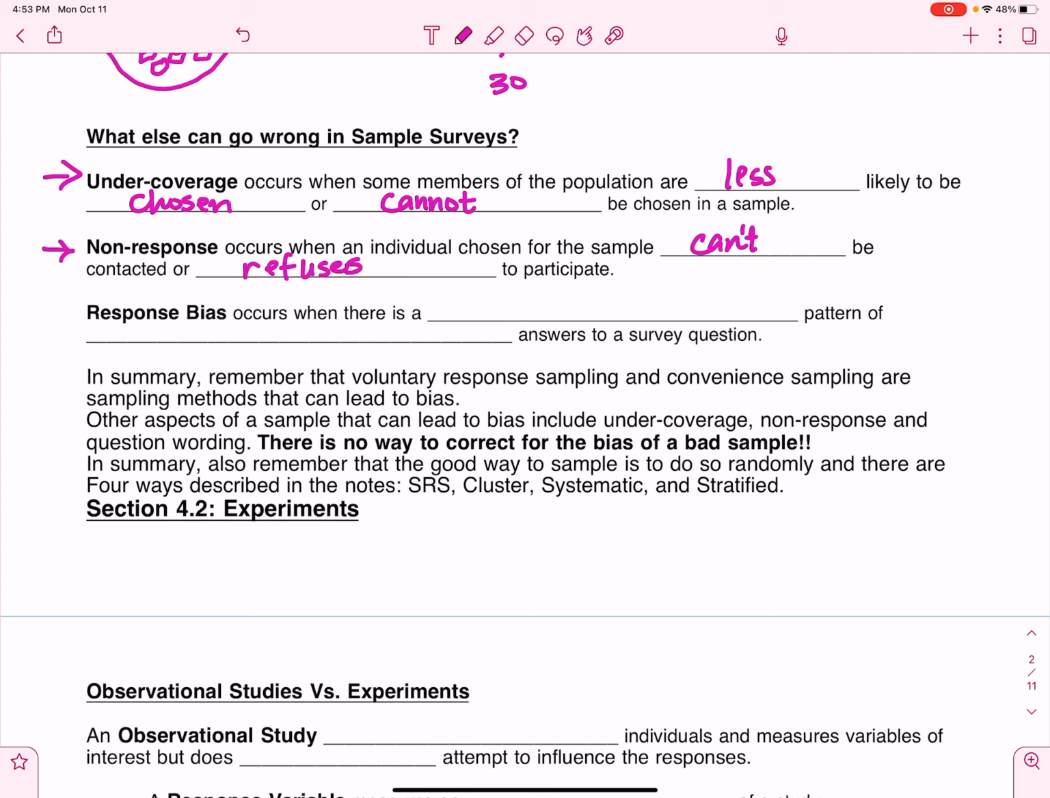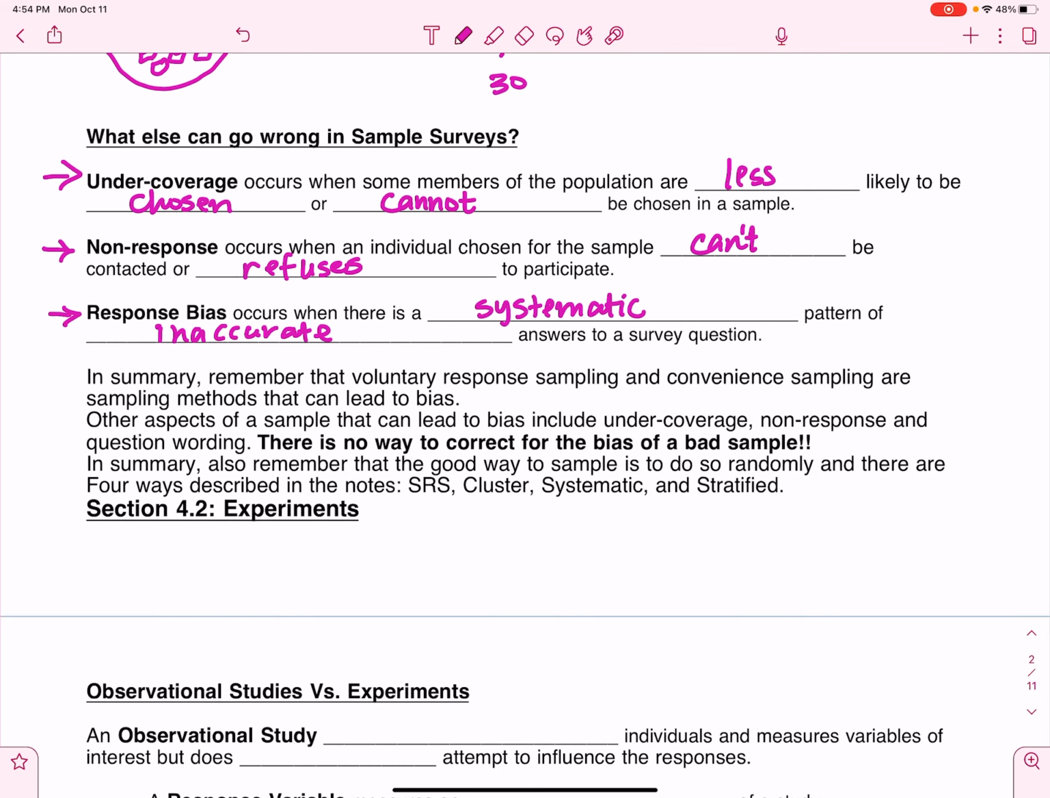And the last one that we're going to talk about is response bias. This occurs anytime there is a systematic pattern of inaccurate answers to a survey question. Now, keep in mind that these are all types of bias that can occur if we sample badly.